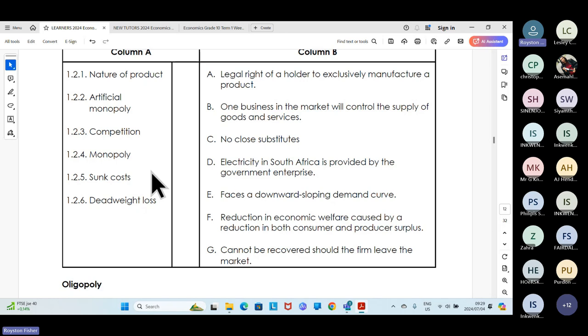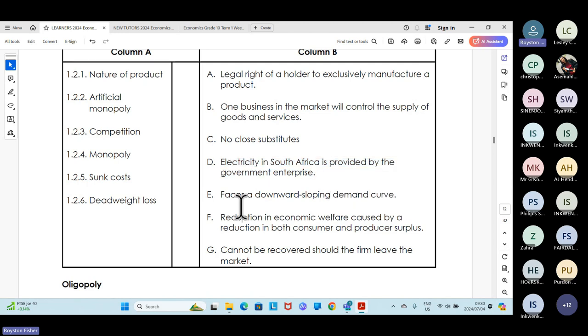1.2.4. Monopoly. And let us read your answers here. St. Andrew says it's D. Santa Claus says it's E. Buren says it's B. And Altus Rabai also says it's B. And I think there were only two schools that got this correct. The answer is D. Electricity in South Africa is provided by the government enterprise, and that is an example of a monopoly as well.